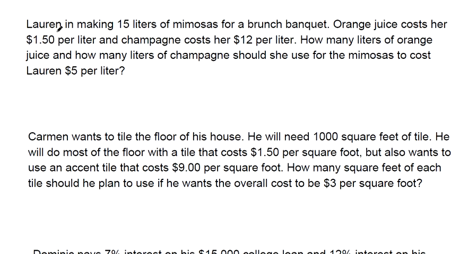I think that's a typo. Lauren is making 15 liters of mimosas for a brunch banquet. Orange juice costs her $1.50 per liter, and champagne costs her $12 per liter. So how many liters of orange juice? I'm going to call that my x. And how many liters of champagne? I'm going to call that my y. Should be used for the mimosas to cost Lauren $5 per liter.